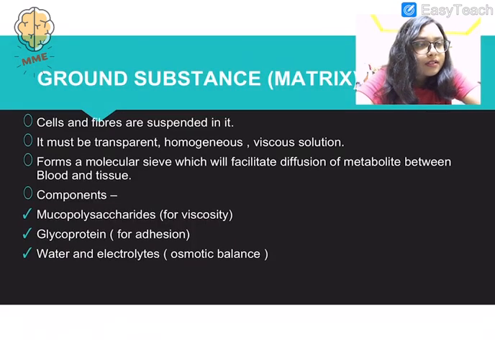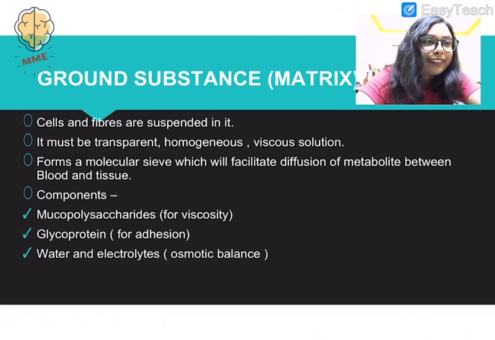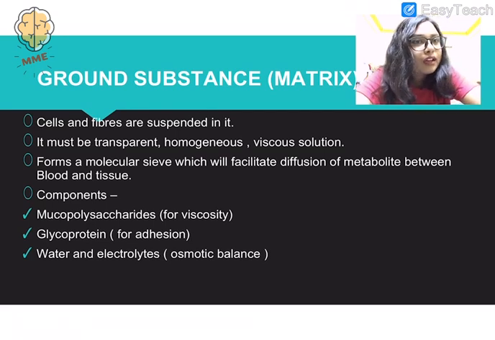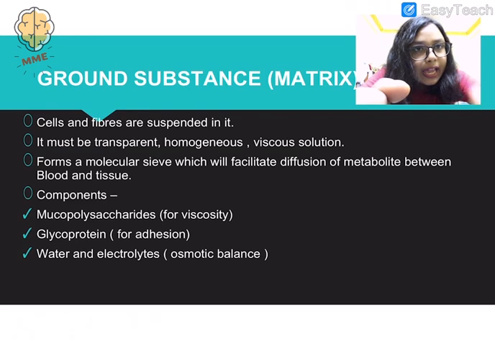Now ground substance is also known as matrix. What is the ground substance? Actually, the cells and the fibers that we have been reading are not floating in the body. There must be something which will bind them together. So this binding thing is the ground substance. The cells and fibers are suspended in it, as I told you, and the characteristics are key: they must be transparent, homogeneous, and a viscous solution.